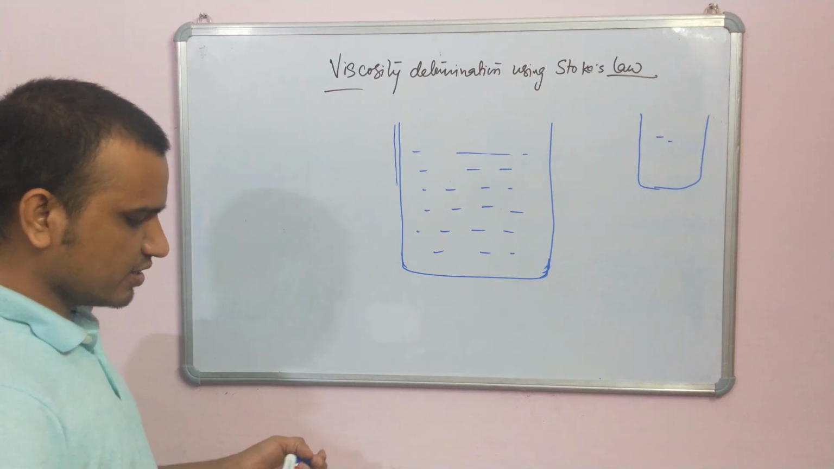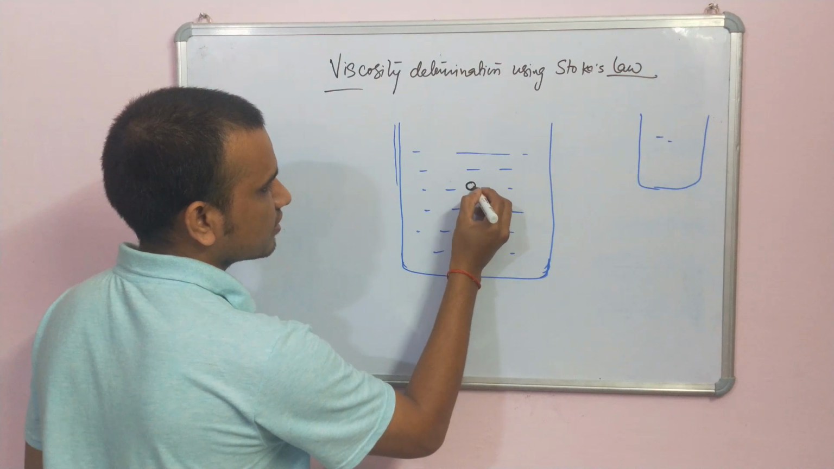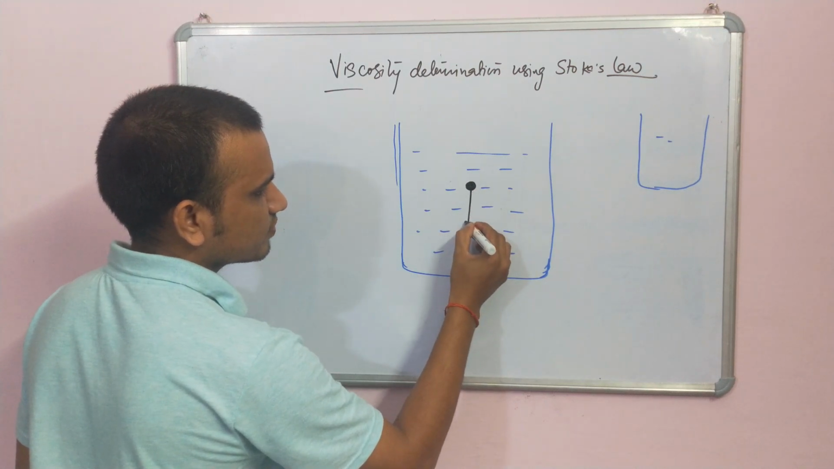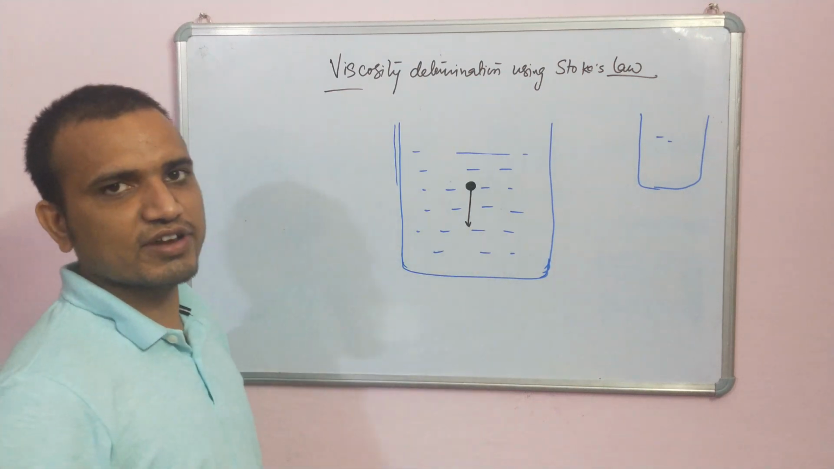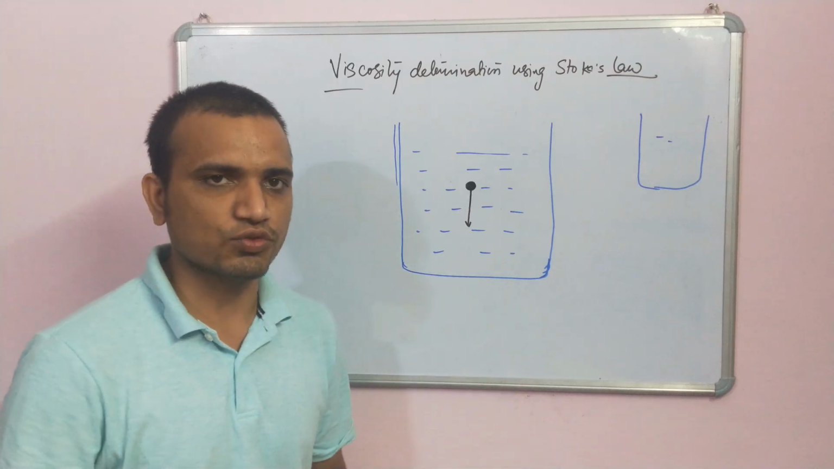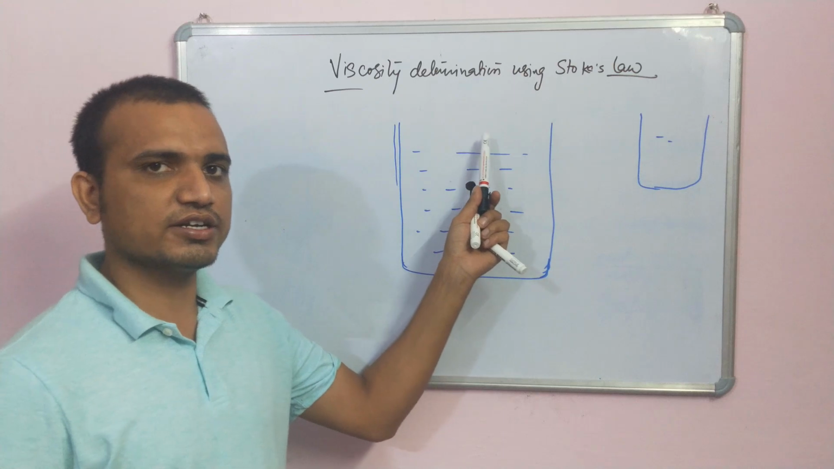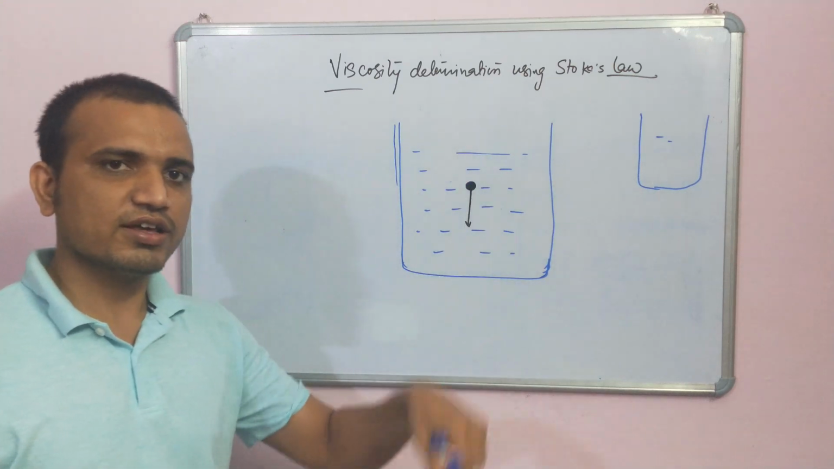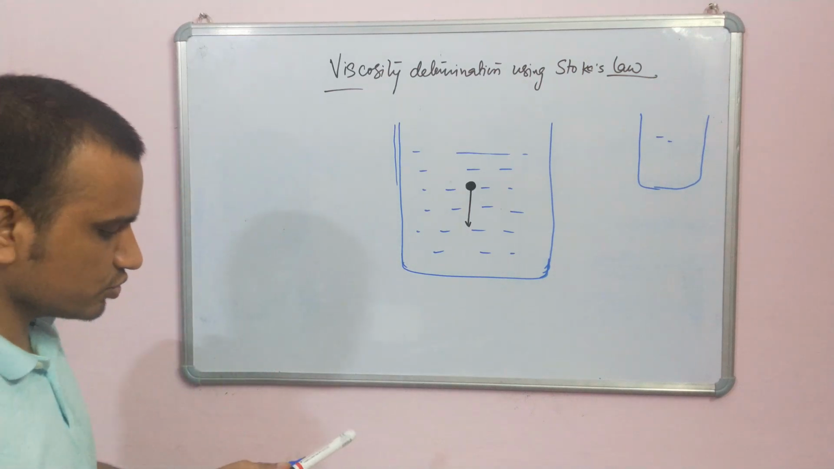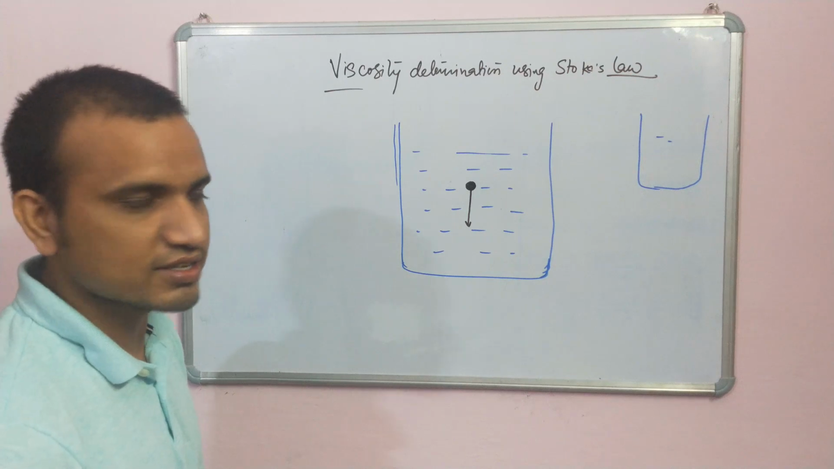Now in this liquid there is a solid particle which is traveling in this downward direction. It is traveling because of the gravitational force, because the density of this solid will be greater than the density of this liquid, and it will go down because of the gravitational force. So when it goes down, there will be different forces acting on it.